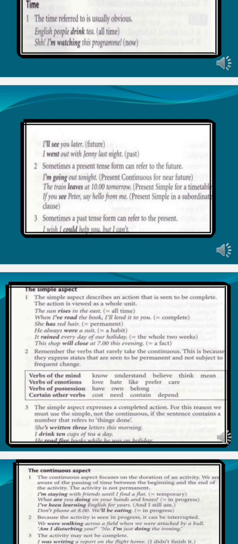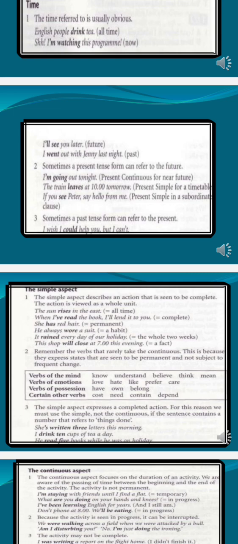Present continuous for near future. "The train leaves at 10 tomorrow." Present simple for a timetable. "If you see Peter, say hello from me." Present simple in a subordinate clause.